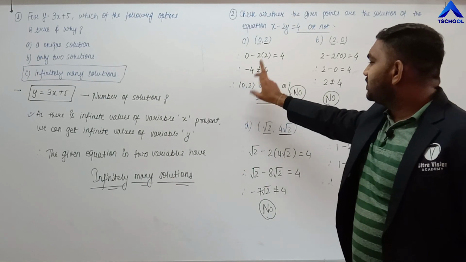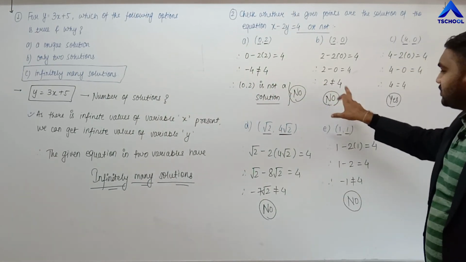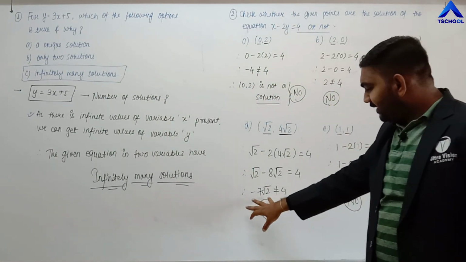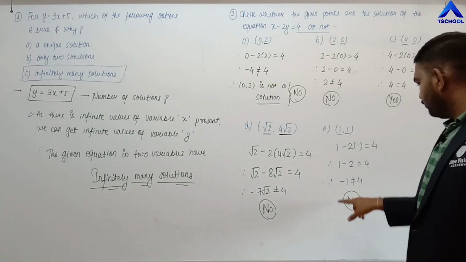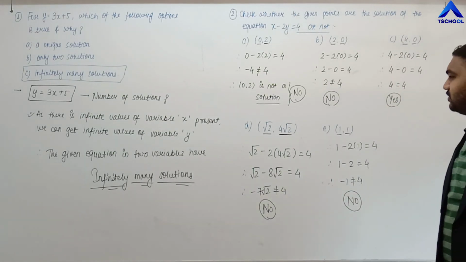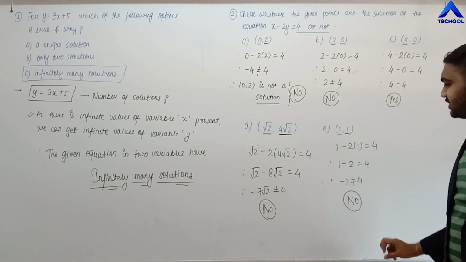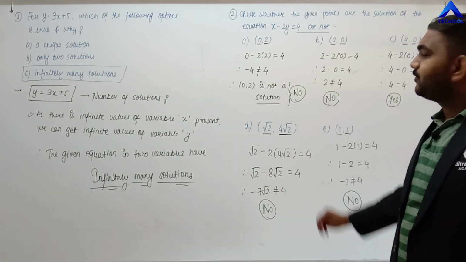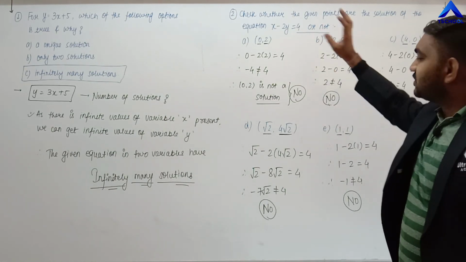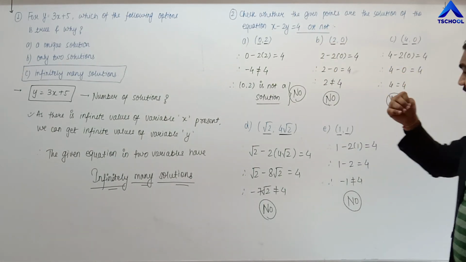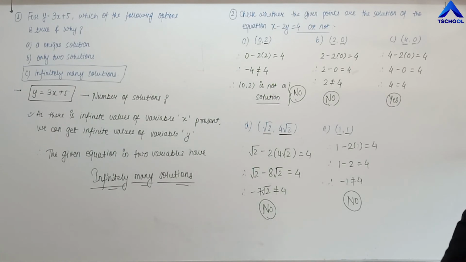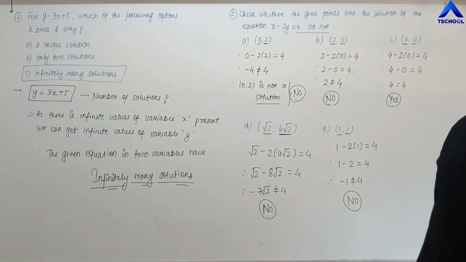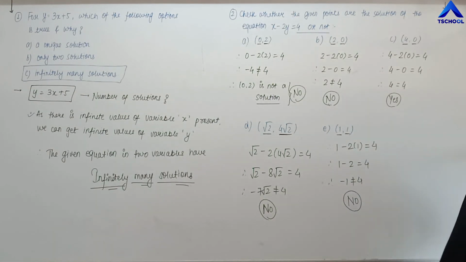So -4 is not equal to 4. Here 2 is not equal to 4, obviously. -7 root 2 is also not equal to 4. Here -1 is also not equal to 4. So in these 4 cases you will not have the ordered pair as the solution of the given equation. Whereas in this one (4, 0), yes, that would be a solution of the given equation. Is it clear, friends? So that was about the solution.